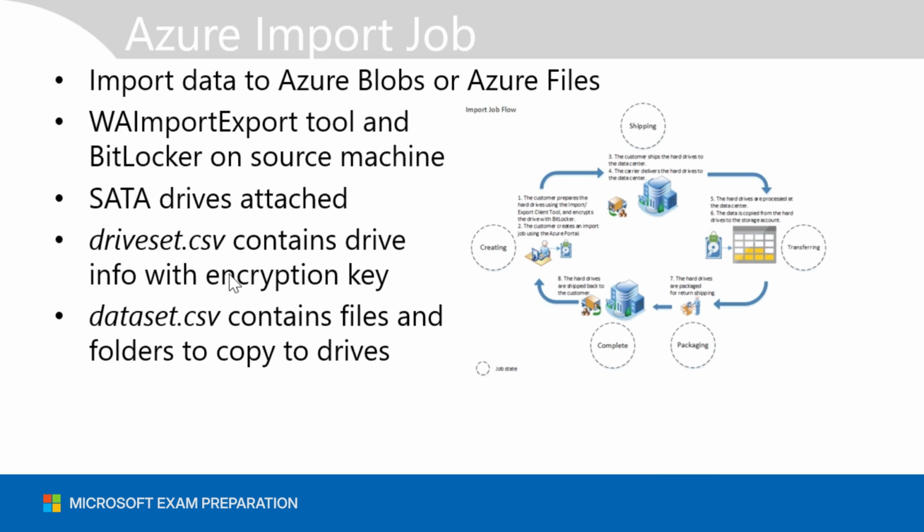So these two file names have to be called driveset.csv for your drive info and dataset.csv for your files and folders. So you've got these SATA drives attached, you've got BitLocker installed, you encrypt those drives with BitLocker, you specify these files, and then you just copy those files to the drives. That's basically step 1. You then physically ship the hard drives to an Azure data center. Azure will load them into your storage account that you specify, and it'll ship the drives back to you.